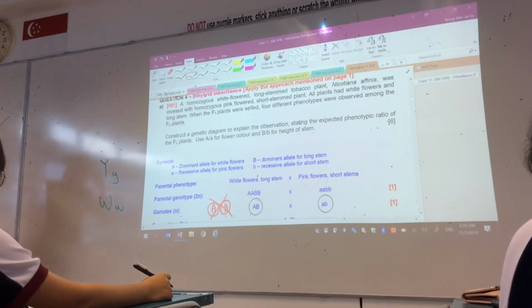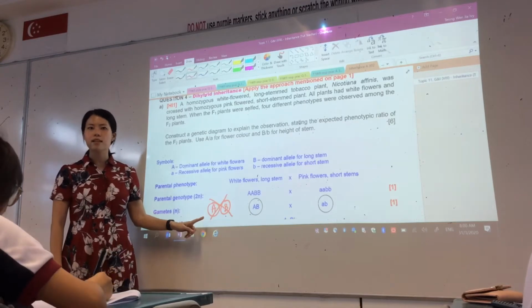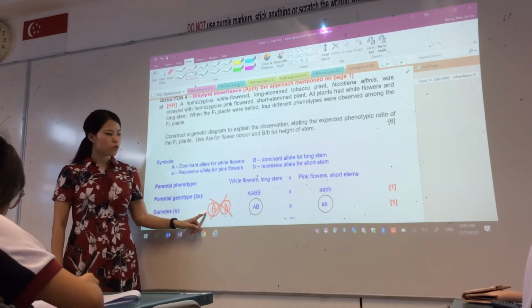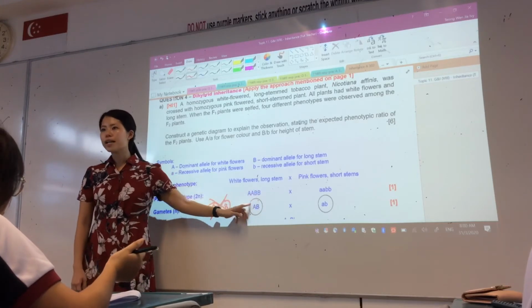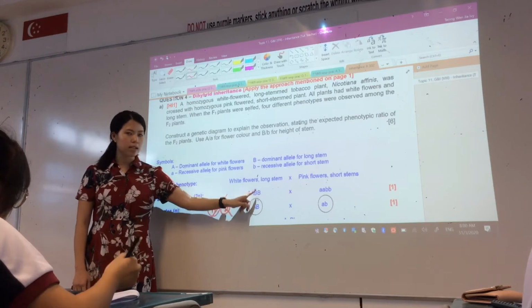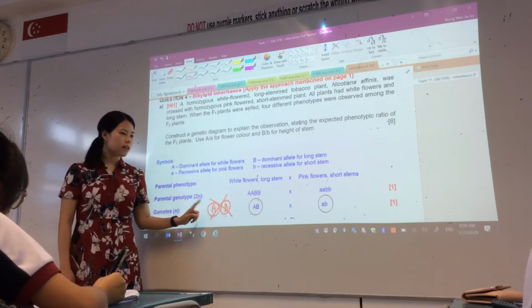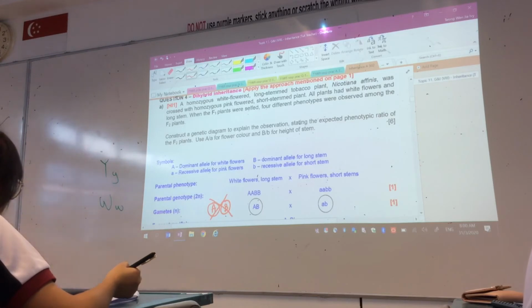This is the most common mistake. Now, when you look at your own answers, your gametes shouldn't be like this, right? Every gamete should have one allele of each gene. So for gene A, you're going to get one of the two alleles, and for gene B, you're going to get one of the two alleles. This is Mendel's law of segregation. So make sure you don't have that.